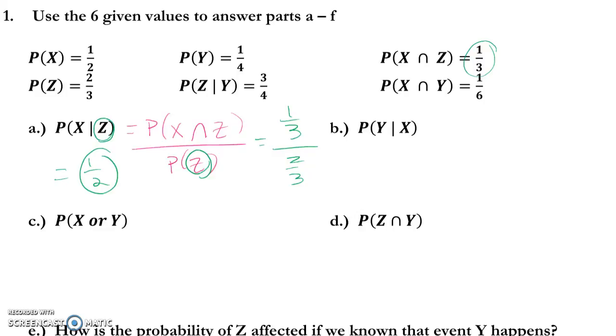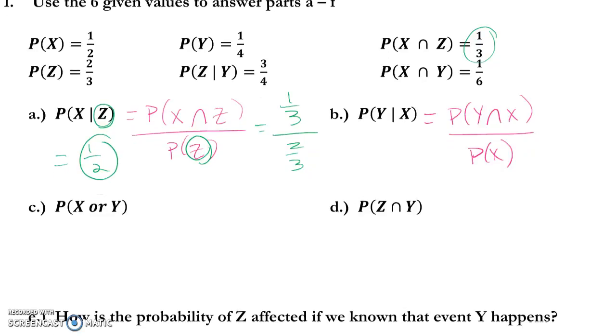All right, now let's take a look at the next one, the probability of Y given X. Similar idea: we're going to start with their "and" statement on top, divided by the individual probability of X. When we look at our answer choices, we don't have the probability of Y and X, but we do have the probability of X and Y, and those are the same thing. So we're going to say 1/6 divided by the probability of X, 1/2.